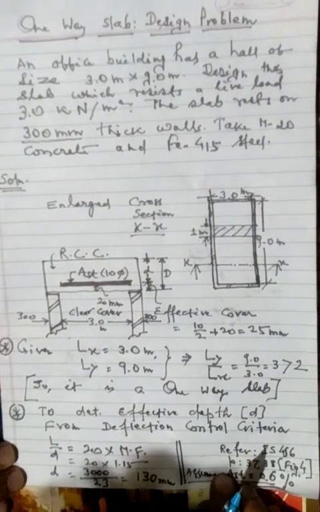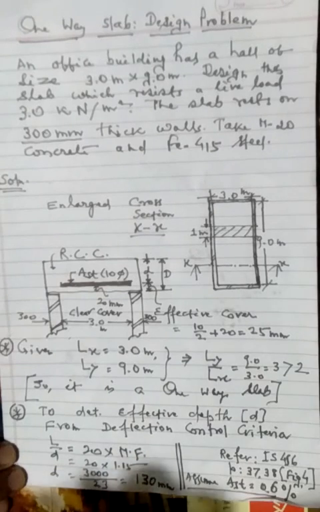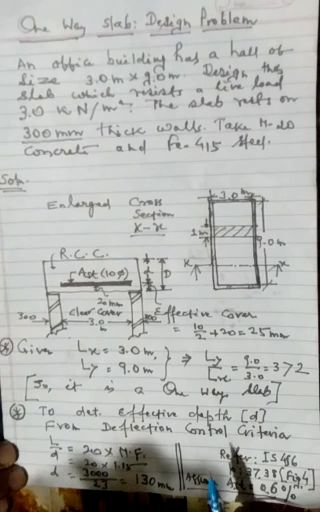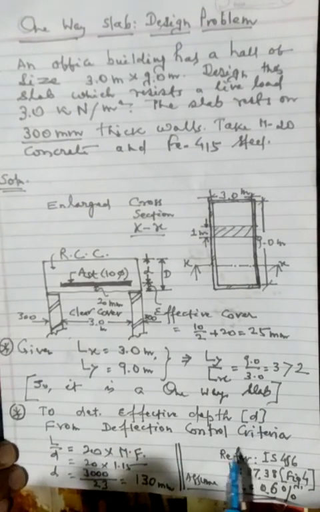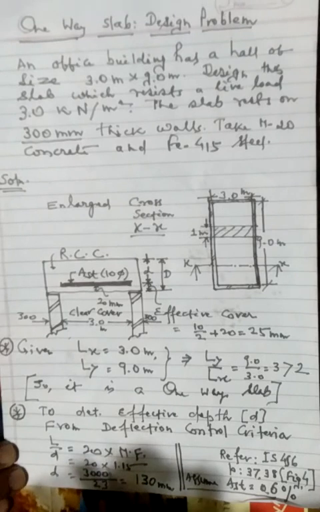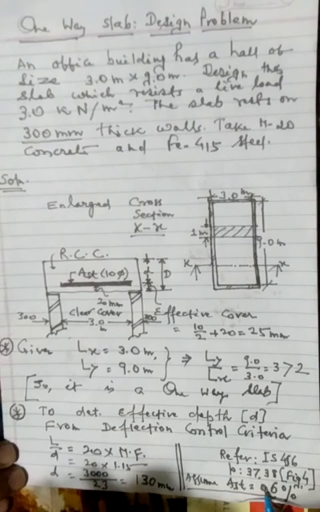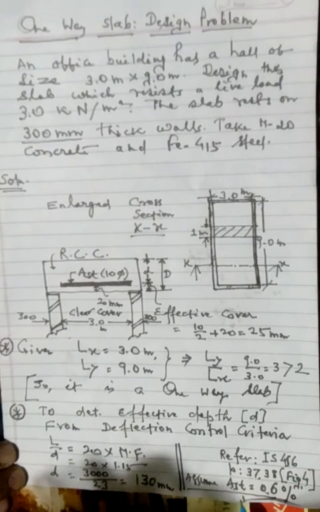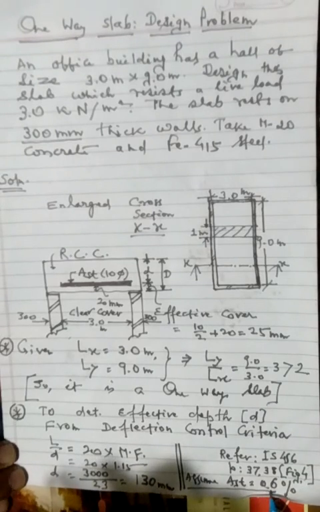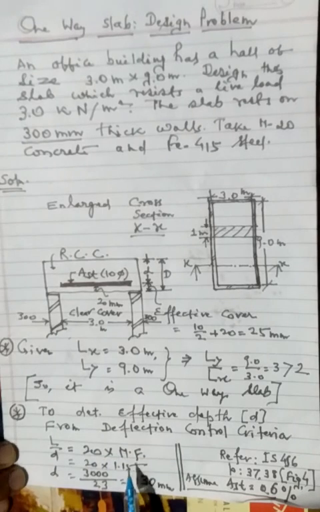Now to stepwise start the design process. So the first step is to determine effective depth d, that is from deflection control criteria. As per IS-456 page number 37-38 and its figure 4, if we assume a steel percentage 0.6%, then from figure 4 we get a modification factor 1.15.